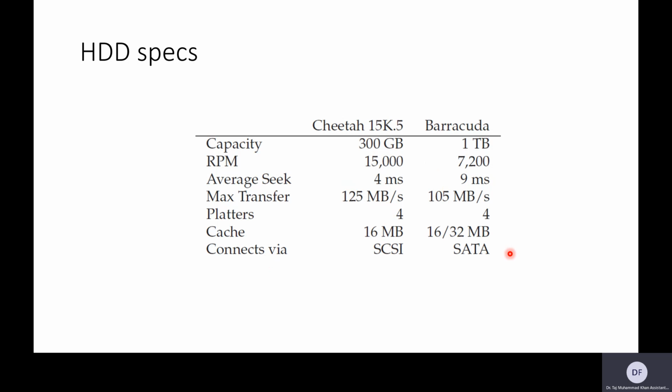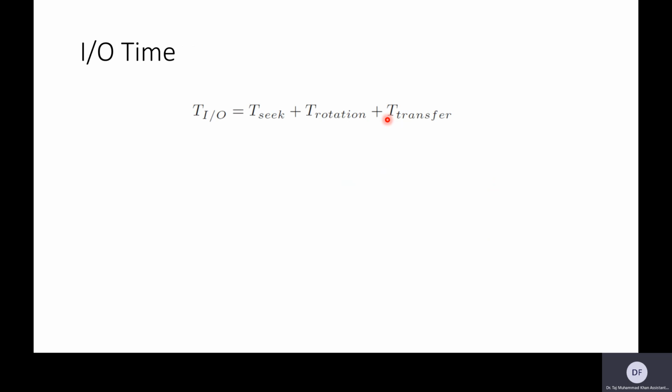So if we have these two hard disks with these two specifications, what can we conclude about their transfer rates? The time it takes to do the I/O, as we have already discussed, on each of these hard disks is composed of the seek time plus the rotation time, and once after seek and rotation the head is in position, the time it takes to transfer the data from the hard disk to the CPU, or in the other direction. So these three times, seek time plus rotation time plus transfer time, determine the total time of each I/O operation.